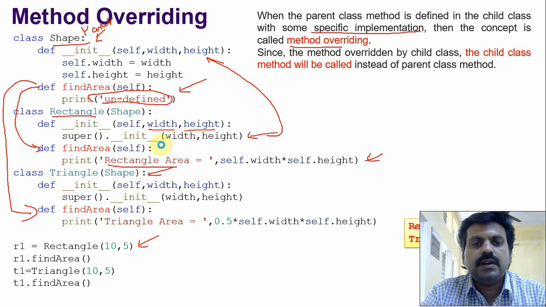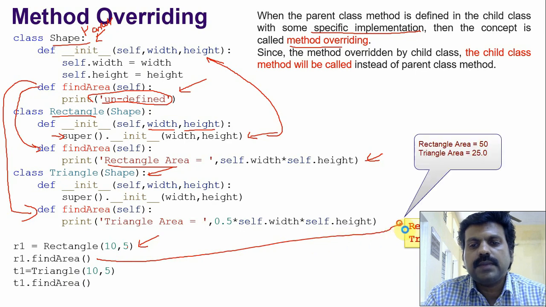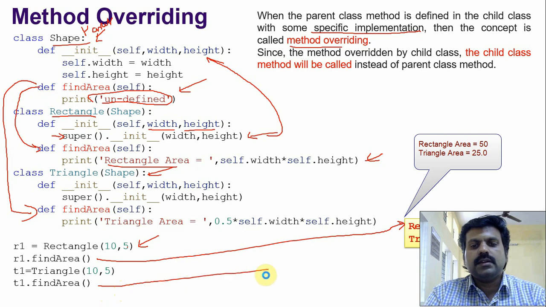This 10 will be copied to width and 5 is copied to height. From these variables, the data will be initialized in the super class constructor, the parent class constructor. For that only we have used the super function call. The super function call is used to pass the data to the super class constructor so that the width and height will be initialized. Now since I am overriding the find area method, I am able to calculate the area. When I call the find area function, I get the output rectangle area 50. The same way, when I call the triangle area, I get 25.0.